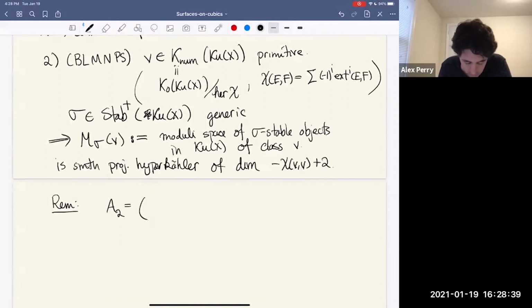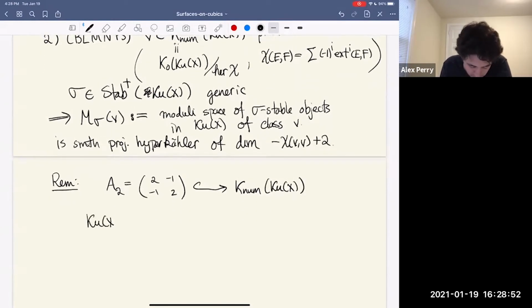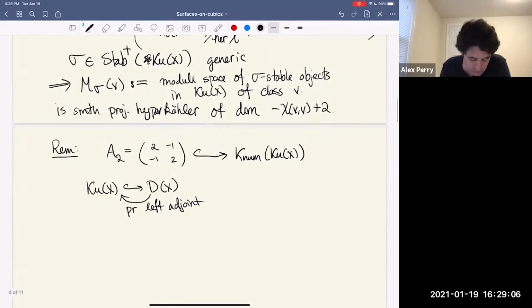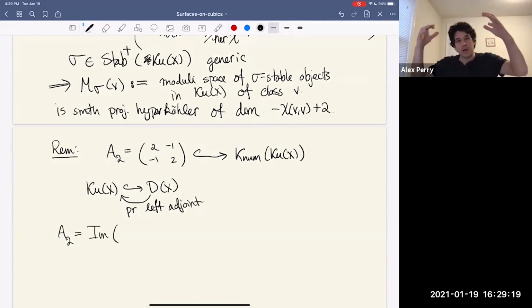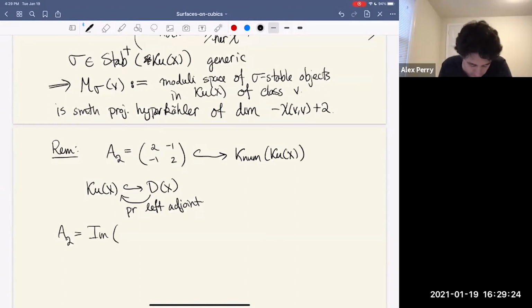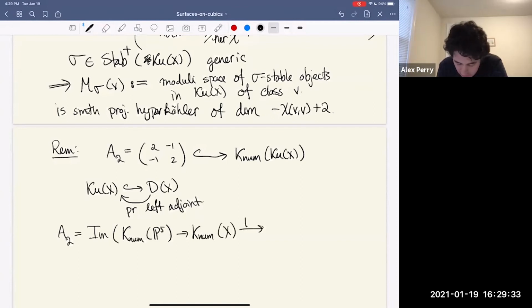One way to see that is that there's always a canonical rank 2 lattice contained inside of this numerical K-theory. This rank 2 lattice can be described as follows. Our category Q of X is embedded inside of D of X, and I'll denote by pr the left adjoint to that inclusion. So this A2 lattice, by definition, is the image of all of the classes on the ambient P5 projected into the K-theory of the Kuznetsov component. In other words, you can look at classes on P5, restrict them to X, and then use this functor to project them into the K-theory of this category. The A2 lattice is the image of all of those tautological classes.